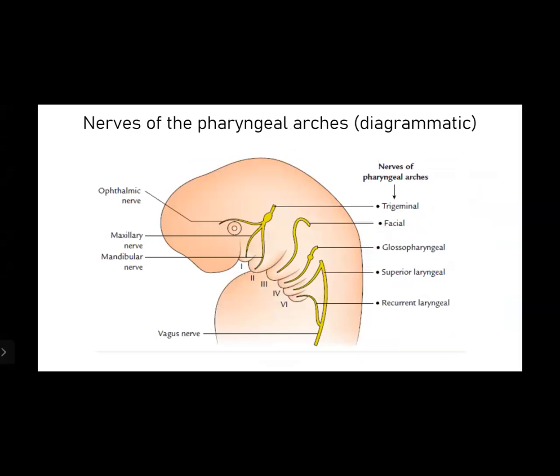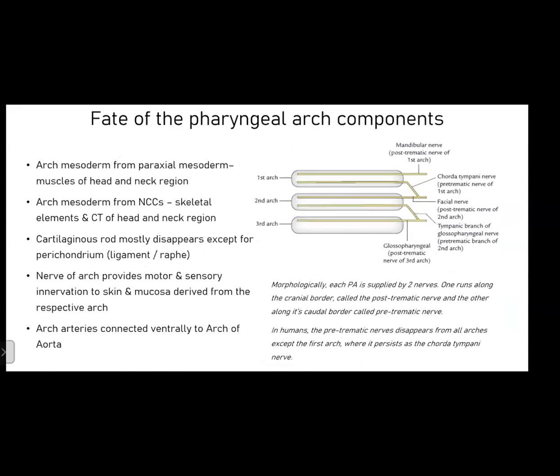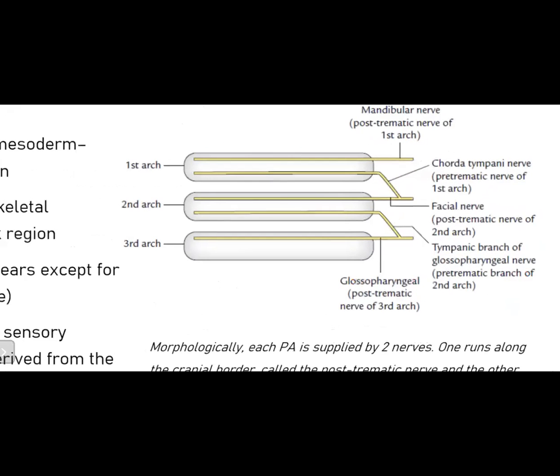I kind of don't get what you mean by the exception again. If you don't mind, can you repeat the explanation for that? The exception was not here. The exception was the pre-traumatic and the post-traumatic arch. If you look at each arch, generally, morphologically, when the pharyngeal arches develop, there are two components. There is something called a pre-traumatic arch, which is the main arch of each arch, and there is the post-traumatic arch.